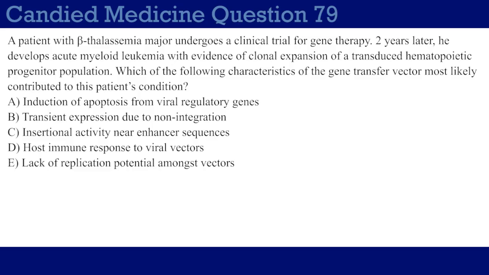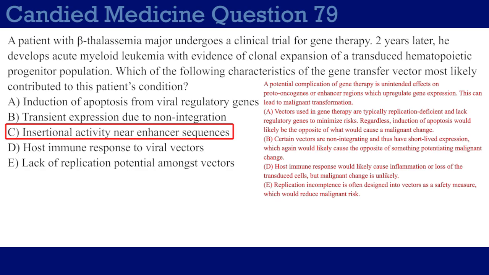And of course, USMLE wants you to understand how proto-oncogenes work and how DNA, RNA replication works, and arguably to some degree, I guess, an understanding of how viral transduction works. But the answer is pretty simple, right? Choice C, insertional activity near enhancer sequences, is the correct answer, because you just need to have the general understanding that promoter regions or enhancer sequences are usually near the beginning or right before the actual translated sequence in DNA. So if there's some kind of weird change that upregulates gene transcription, that can lead to malignant change.